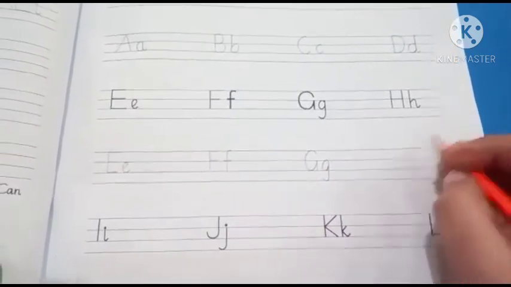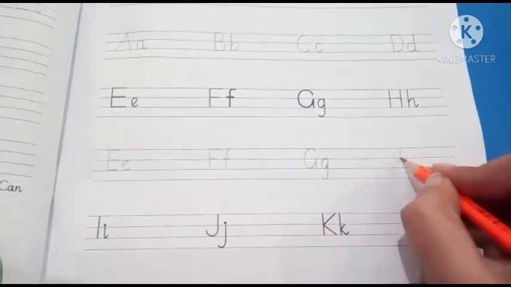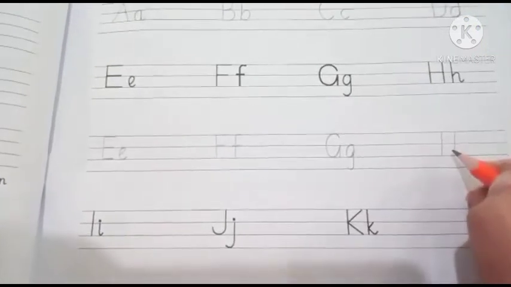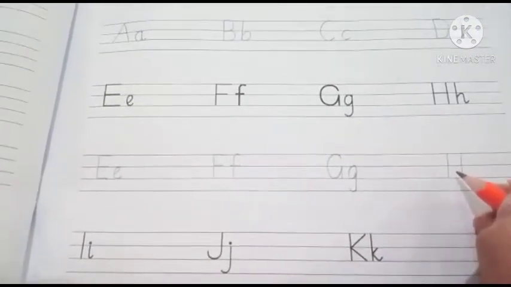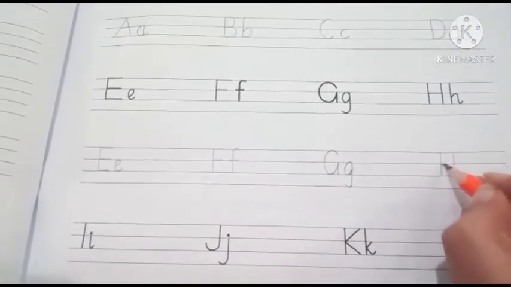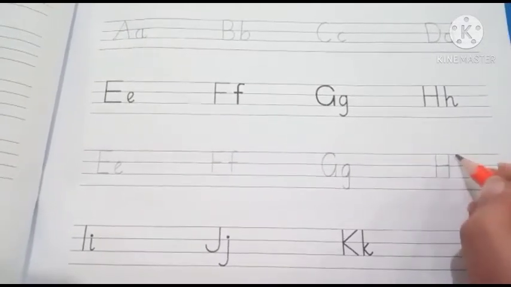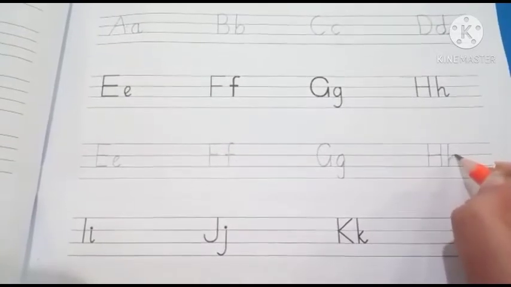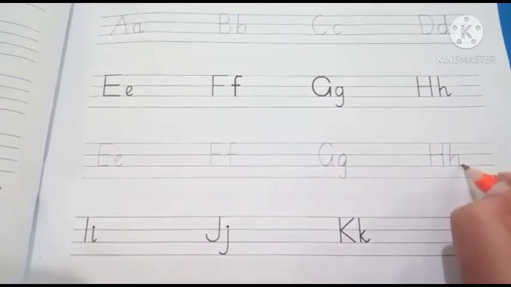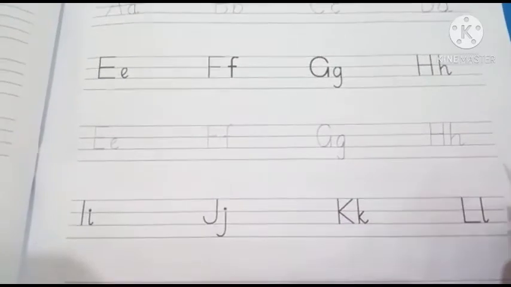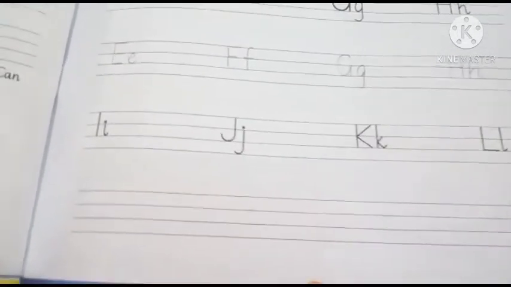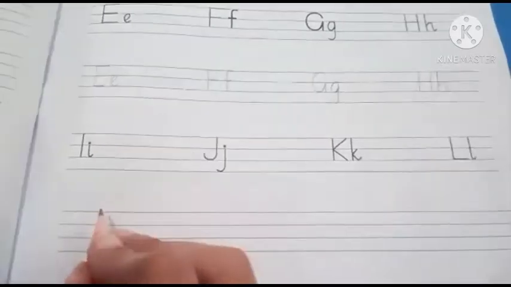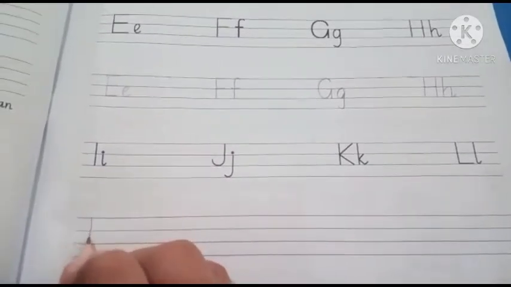Now write capital H. H, her. Two standing lines from the first to the third line, then join these two standing lines on the second line. Now small h. What is the sound of H? Her. H comes after G. Now what comes after H? I. I. Let's write capital I.